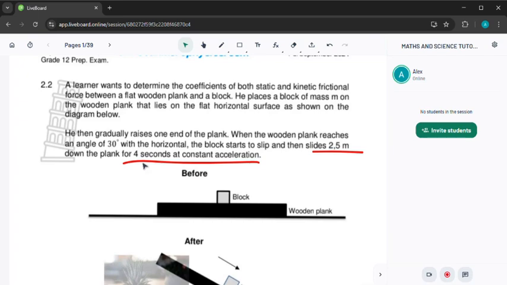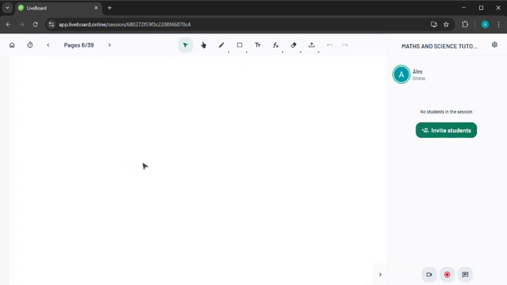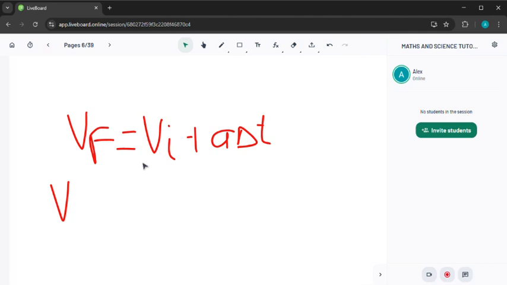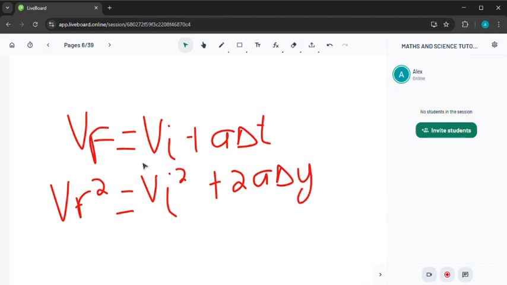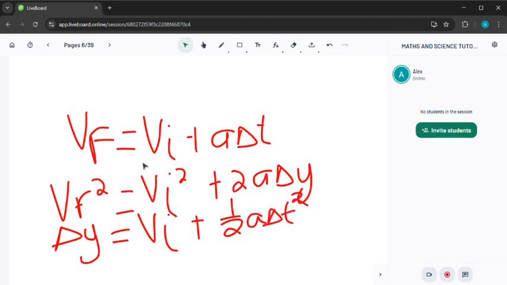Okay, maybe we can think about the equations of motion. We have 5 equations of motion, right? So let me try to write them all down. So we have Vf is equal to Vi plus A delta T. We also have Vf squared is equal to Vi squared plus 2A delta Y, right? And then we also have delta Y is equal to Vi delta T plus half A delta T squared. And then we have delta Y is equal to Vi plus Vf all over 2 multiplied by delta T.